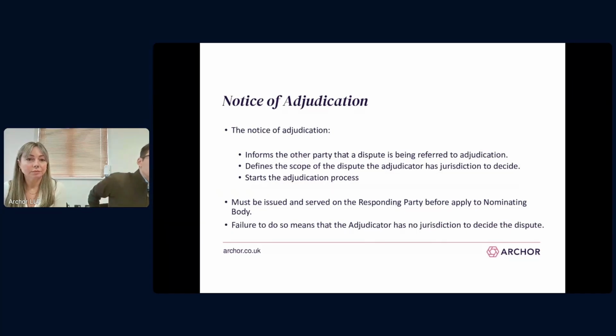So the notice of adjudication is the first document that would be exchanged in adjudication. It's something that the referring party serves on the responding party, and arguably it's probably the most important document in the whole adjudication because it effectively frames the dispute and is the document that gives the adjudicator their jurisdiction. You can't widen the dispute in the referral if you've, for example, missed something off in the notice.